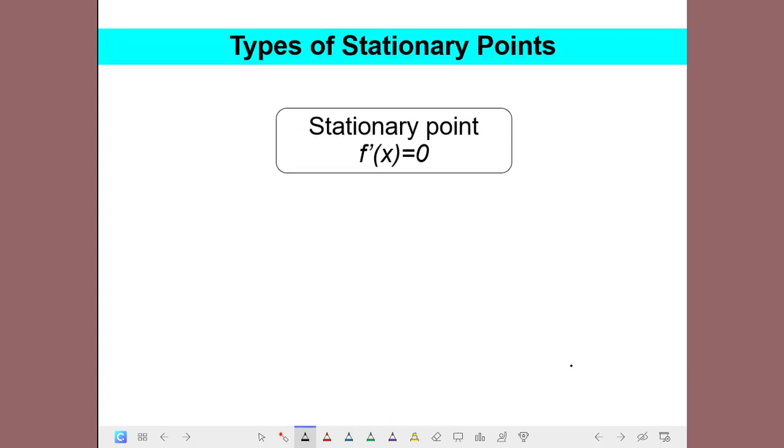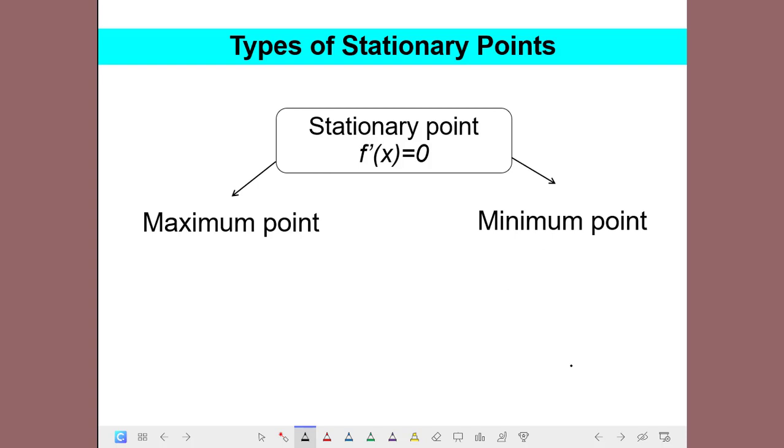Types of stationary points. Stationary points occur when f prime of x is equal to 0 or dy/dx is equal to 0. For your level, just concentrate on maximum points and minimum points. These two are called extremum points. So it is either a maximum or a minimum, which is what is in the syllabus.